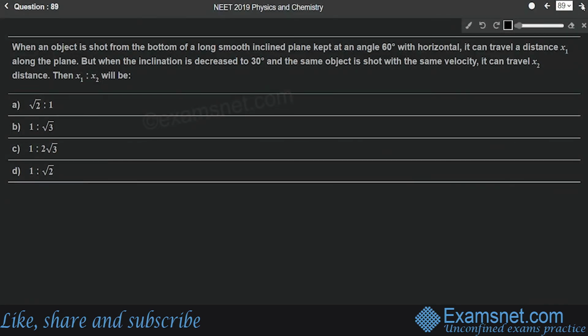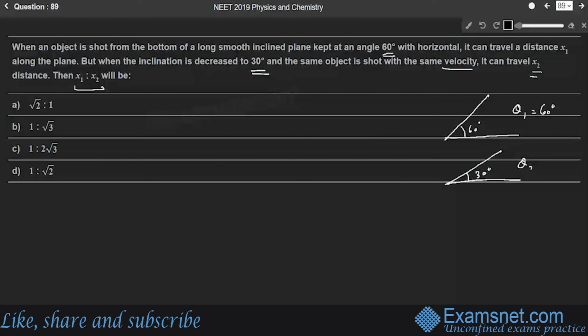Question number 89 is from the chapter Motion in a Plane and the question is, when an object is shot from the bottom of a long smooth inclined plane kept at an angle 60 degree with the horizontal, it can travel a distance of x1 along the plane. But when the inclination is decreased to 30 degree and the same object is shot with same velocity, it can travel x2 distance, then x1 is to x2 will be. So it is given that in first case the angle of inclination is 60 degree with the horizontal, whereas in the second case the angle of inclination of the plane is 30 degree with the horizontal. That means theta 1 is 60 degree and theta 2 is 30 degree.